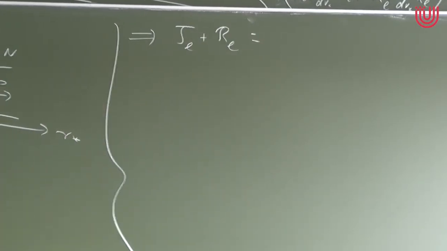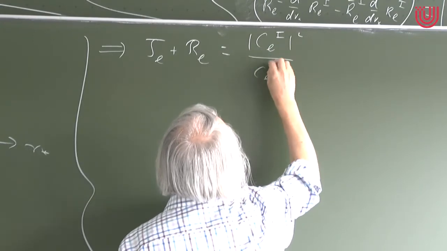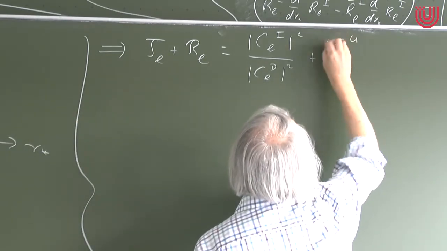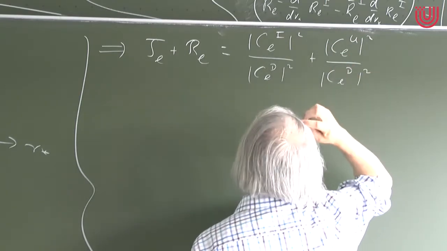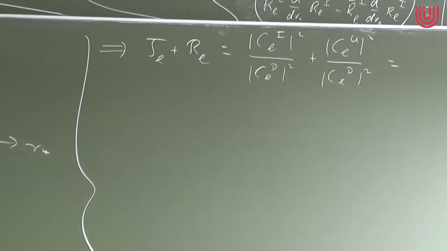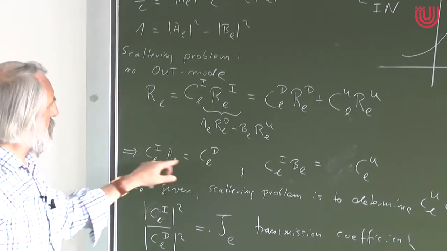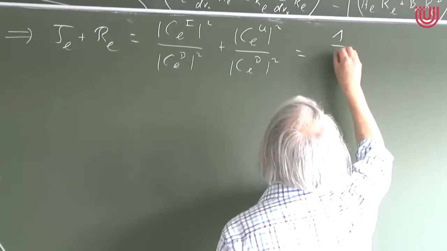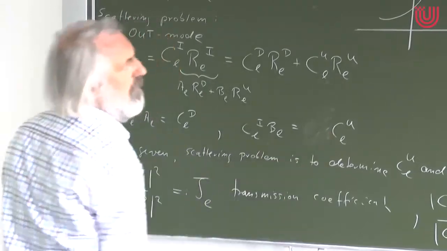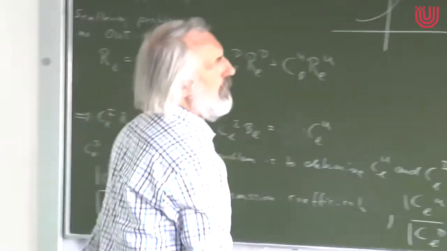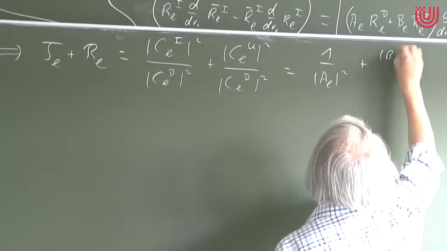Let's see. TL is CLI squared over CLD squared. And the RL is CLU squared over CLD squared. And CLI divided by CLD is 1 over A. So the first term is 1 over A. And the second, CLU divided by CLD. I have to take the quotient of these two things. CLU divided by CLD is BL over AL, right? So this is plus BL over AL.